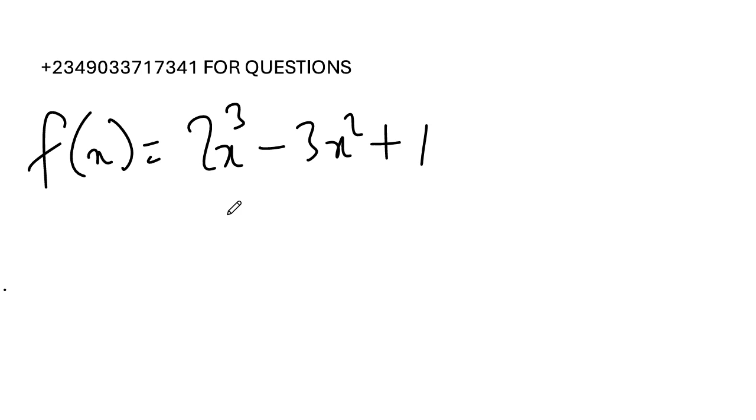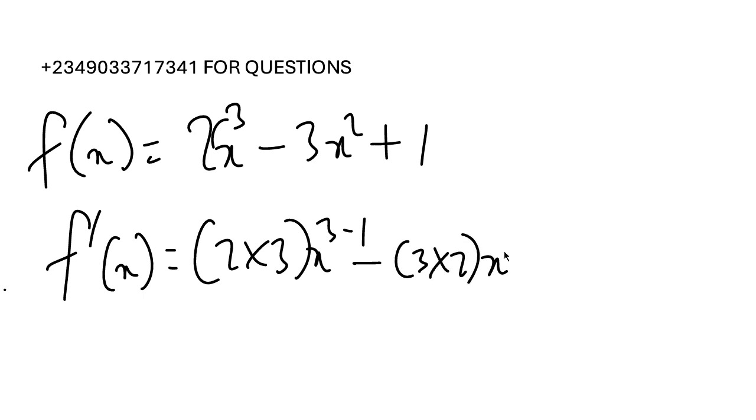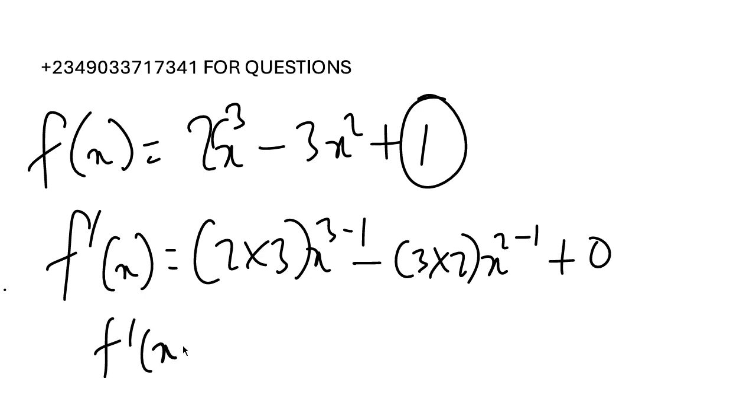So the first step is to get the first derivative of the function. What happens here, 3 comes down, it becomes 2 times 3x^(3-1), then negative 3 times 2x^(2-1), and then remember that the differential of the constant is what, 0. So the first derivative of f(x) is equal to 6x^2 - 6x, right?